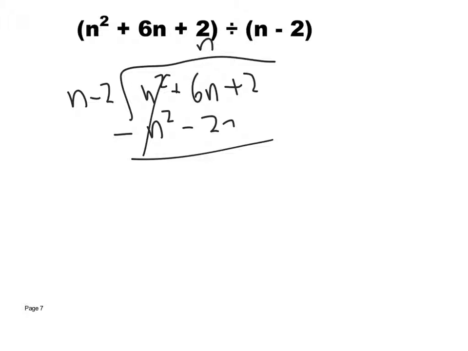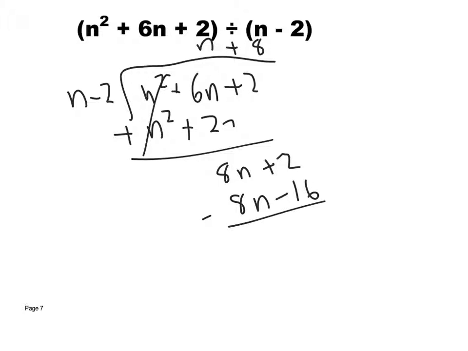What is 6 minus negative 2n? 8n. What do I need to do to n to make it 8n? Times it by 8. 8n minus 16. Subtract. That's canceled. 2 minus negative 16 is 18. So there's my answer. n plus 8 with 18 as your remainder.